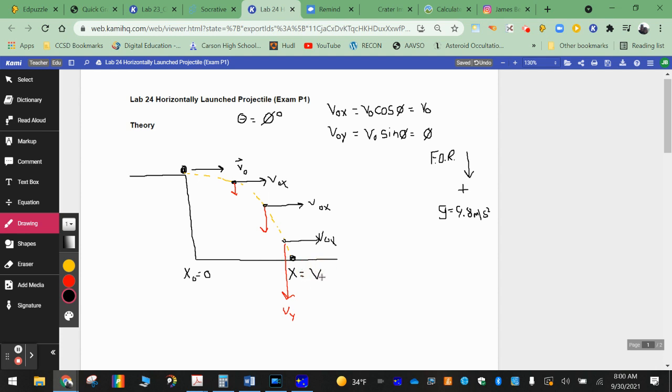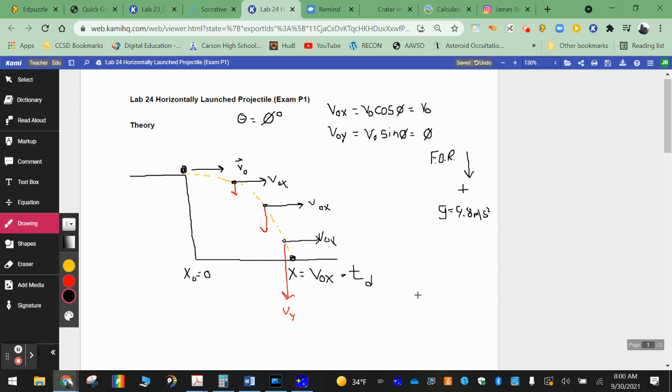It's going to be whatever VOX is, whatever the initial velocity is, times the time. Is it the total time it's in the air or the time going down? Now remember, it's not an entire projectile. If we launched it from here, it would be the total time. But is it really just the time going down? So we will call this the time going down.